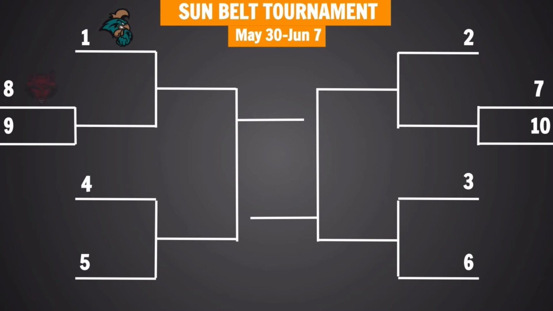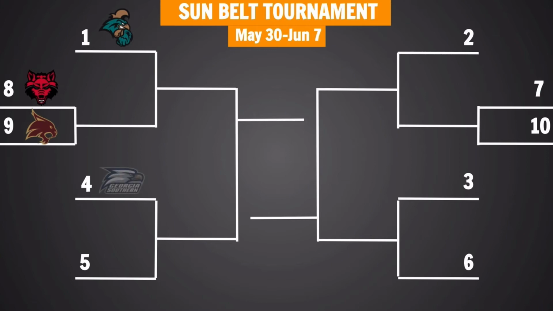8th seed is going to be Arkansas State. They're coming in at number 8. The Red Raiders or the Red Wolves is what I should say. Geez. Number 9 then is going to be Texas State. We got Texas State and Arkansas State going head-to-head for a chance to play Coastal Carolina in the quarterfinals.